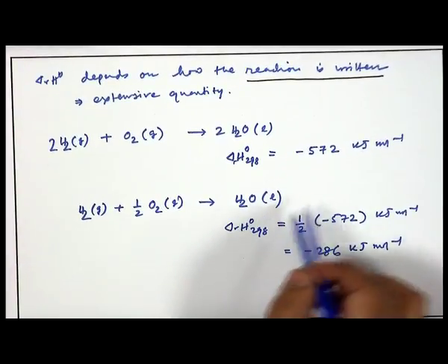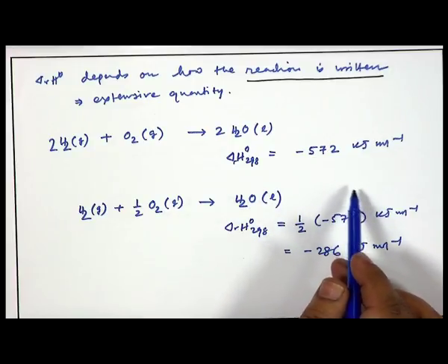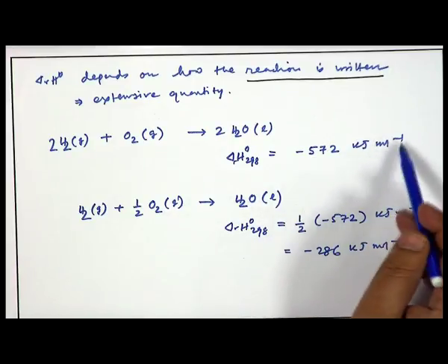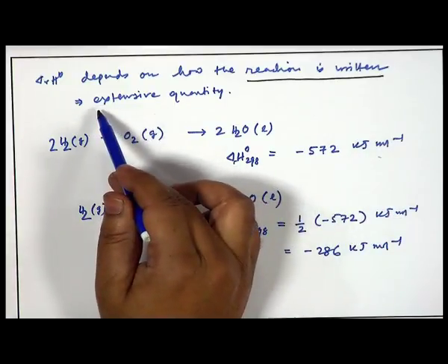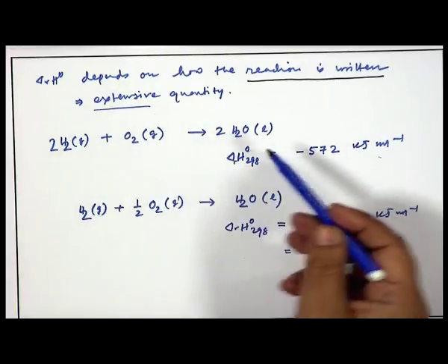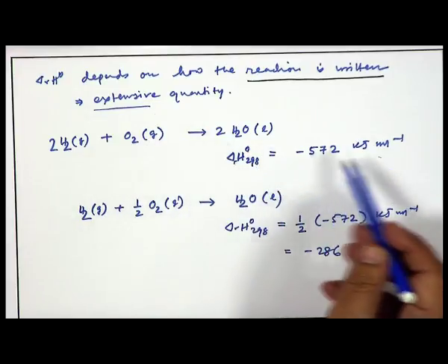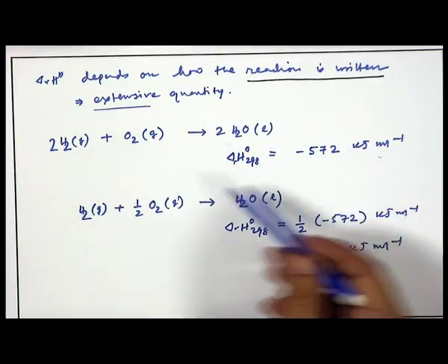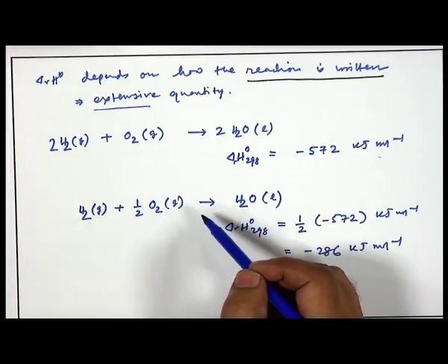So, I hope this has clarified that even though it is written per mole, it is not an intensive quantity, it is indeed an extensive quantity. So, if you double the amount of each of these reactions, it will be double. If you make half, then it will be half as well.